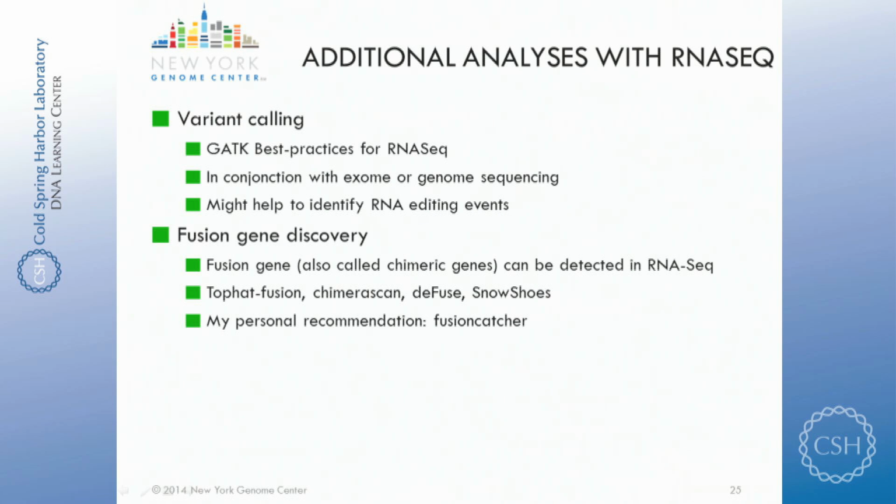The last one that I have to mention, because it's what I used recently and got a nice paper out of, is gene fusion discovery. Fusion genes, which can also be referred to as chimeric genes and are very present in cancer, can be detected in RNA-Seq data. There are tools for that: TopHat-Fusion, ChimeraScan, deFuse, SnowShoes, and many others. And I have to make a plug for my personal favorite, the one that changed my life, called FusionCatcher. That's the one we used to discover a fusion gene recently.